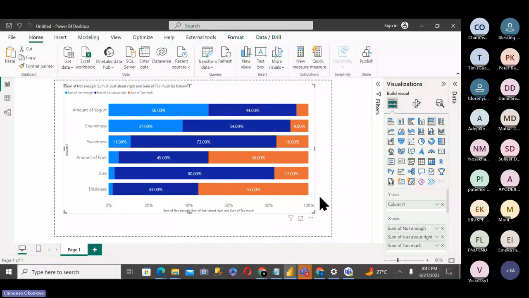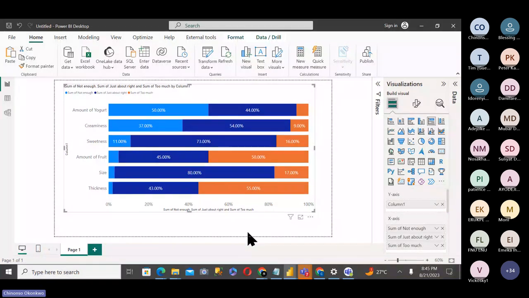Once I come to sum of too much, what do I see here? I see thickness, 55%. I see also amount of fruit, 50%. So people are saying the thickness of our product is too much, about 1 in 2, and the amount of fruit is also too much. This is me exploring the data. These are the things I'm picking from it. Amount of yogurt is not enough. Thickness is too much. Amount of fruit is too much. I can see the numbers 60%, 55%.